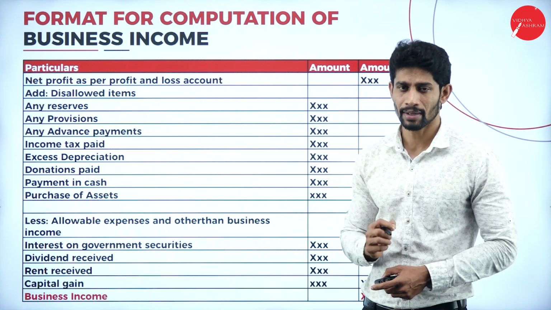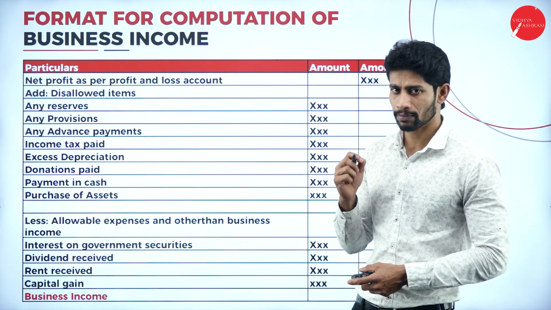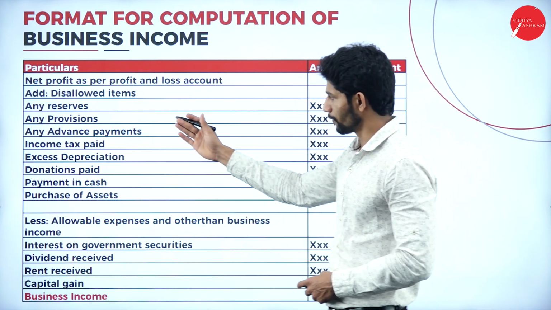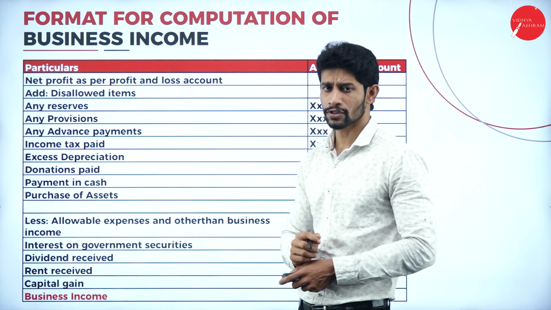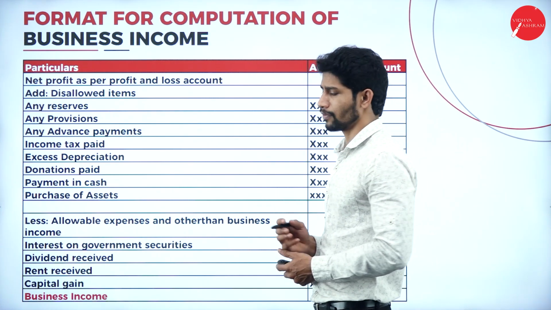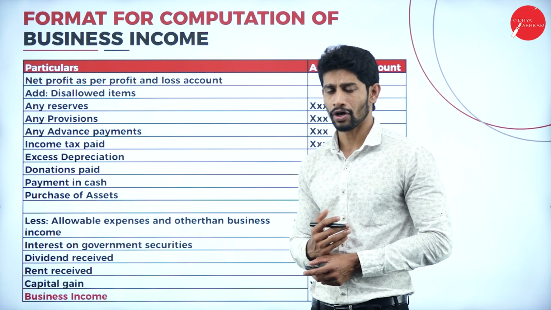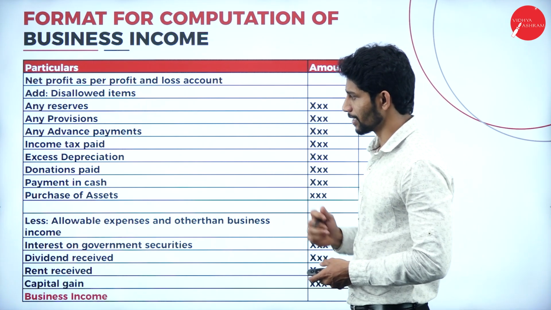Any reserves. Any reserves made, reserve for depreciation, reserve for bad debts, any kind of depreciation, that should be added back to the net profit. Next one, any provisions. Yes, any provisions also are supposed to be added back to the net profit. Next one, any advance payment. Any advance payment made by the partners or by the business entity should be added back to the net profit.